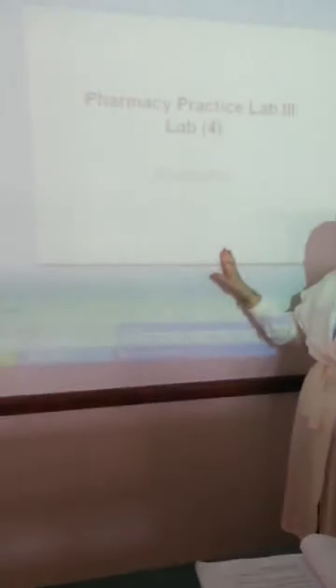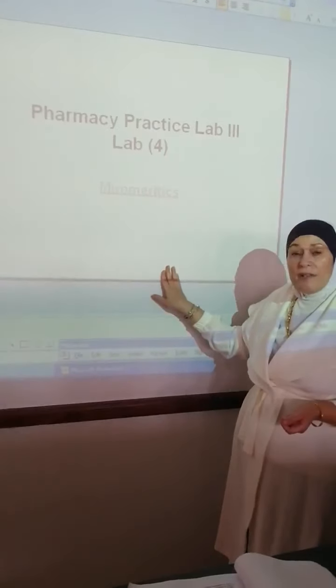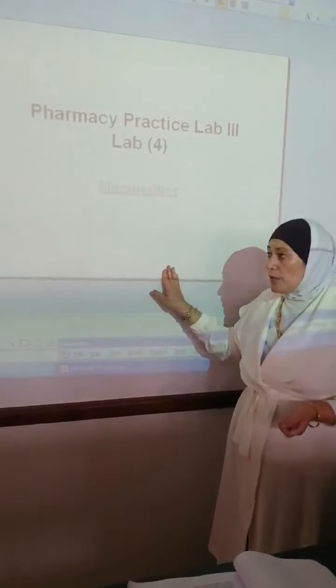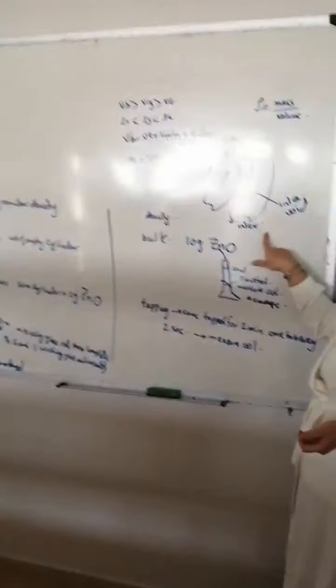Our experiment is micromeritics, which is the science and technology of fine powder. Our aim today is to measure the densities of powder. Looking at this picture, we have powder.